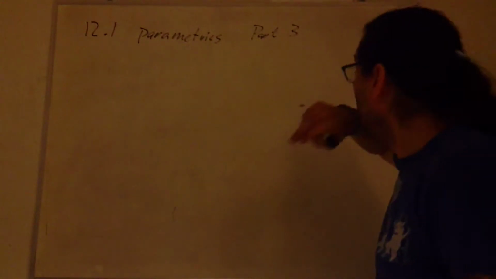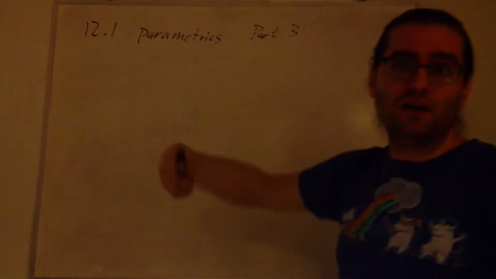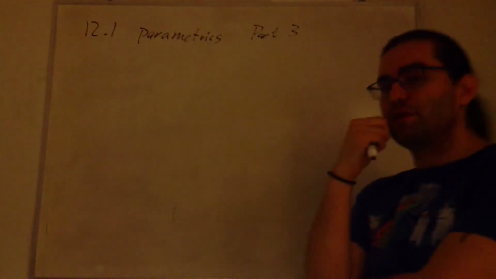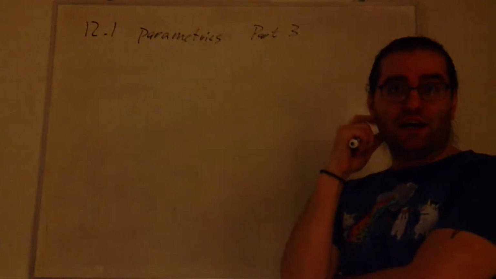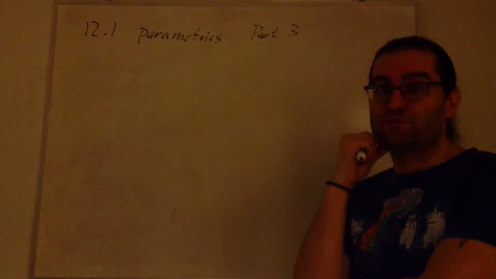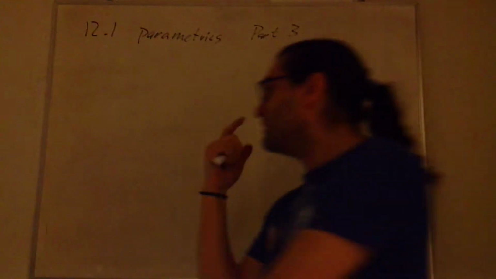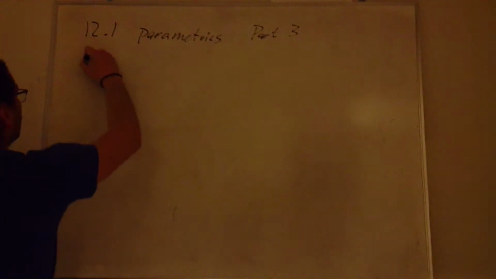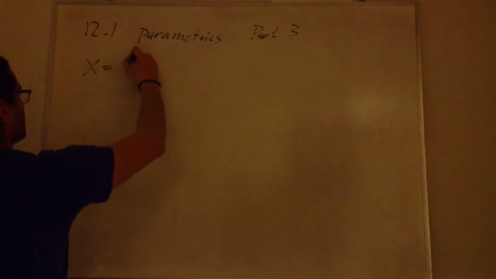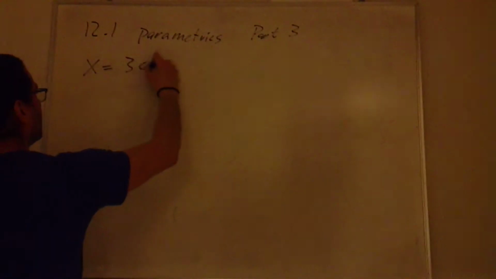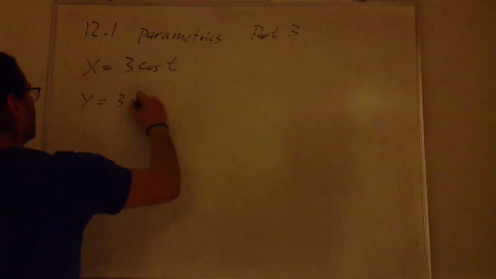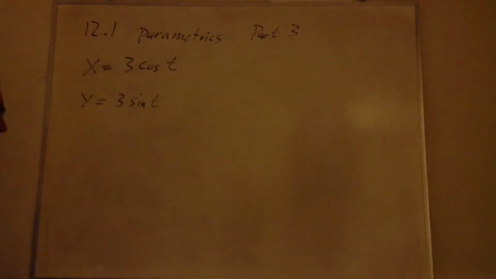This video is part 3 of my ongoing discussion of section 12.1, where we're talking about parametric equations, parametric functions. And as promised, this is where we start the weird stuff. So, let's consider a function that looks like x equals 3 cosine t and y equals 3 sine t.